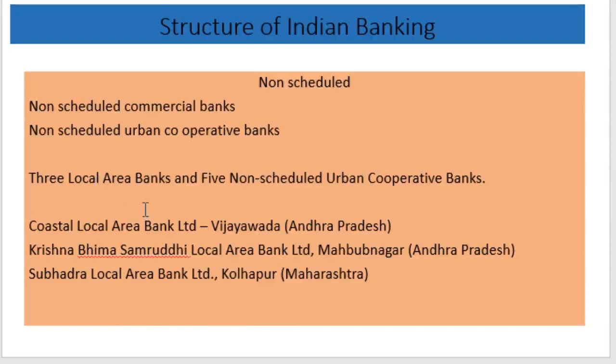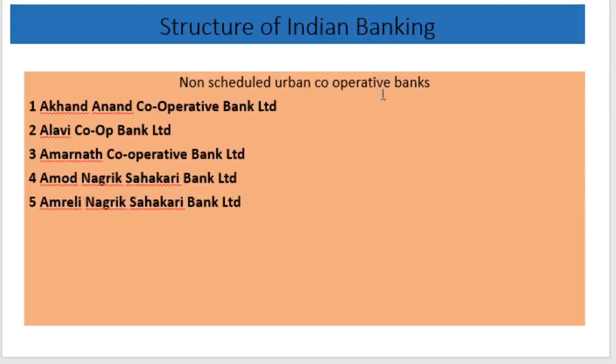The important local area banks are Coastal Local Area Bank, Krishna Bhima Samriddhi Local Area Bank and Subhadra Local Area Bank. These are the 3 local area banks that come under the non-scheduled banks. And the non-scheduled urban cooperative banks are Alkant Anand Cooperative Bank, Alavi Cooperative Bank Limited, Amarnath Cooperative Bank Limited, Amod Nagrik Sahakari Bank Limited and Amreli Nagrik Sahakari Bank Limited.